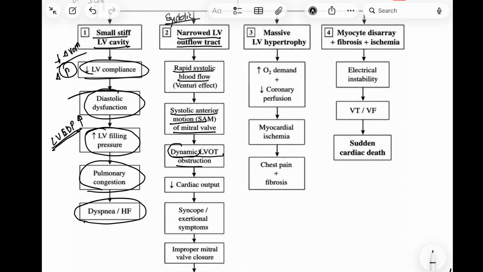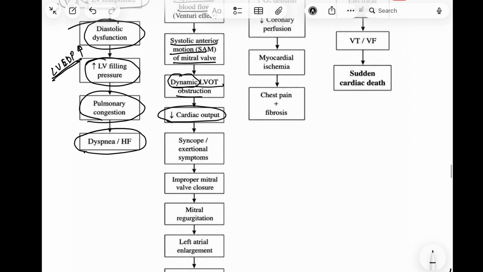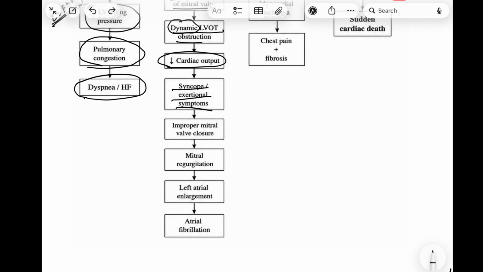The word dynamic is also important because the examiners are very clever. They will put dynamic, static and few other words, and they will ask about whether it is dynamic or static. So it is a dynamic LVOT obstruction. This results into a decrease in cardiac output, which results in syncope, exertional symptoms. So the other symptoms related to decreased cardiac output, we can appreciate and we can think about all those symptoms as well. Now this results into the improper mitral valve closure, and there is a mitral regurgitation as well. And due to this mitral regurgitation, we get left atrial enlargement and atrial fibrillation as well.